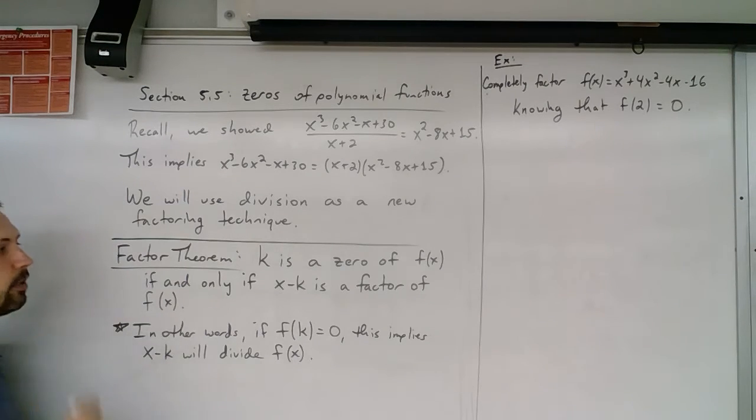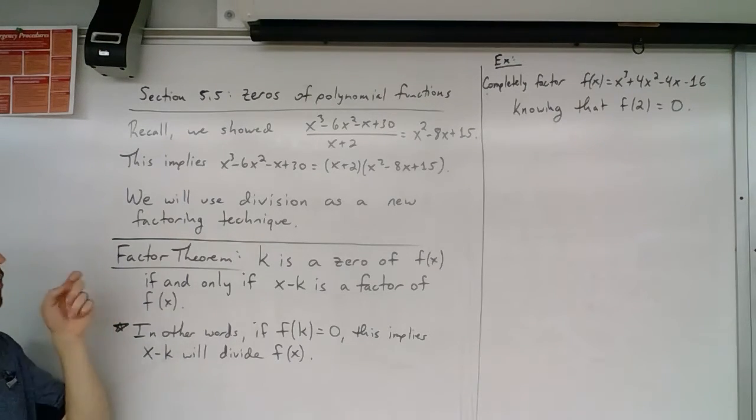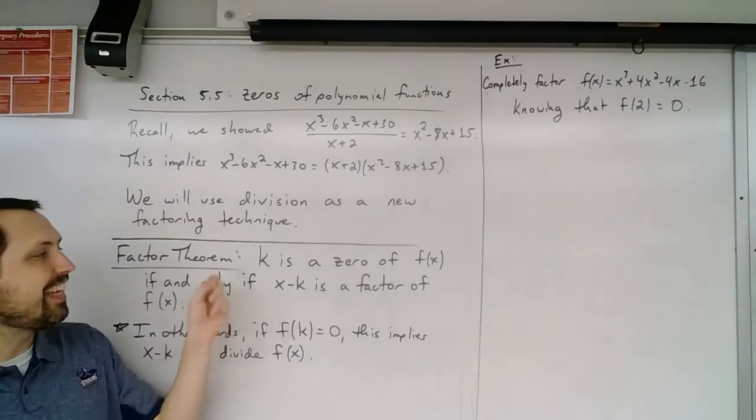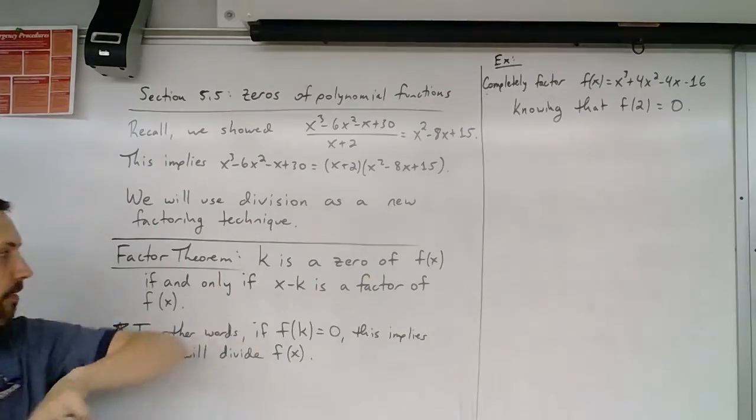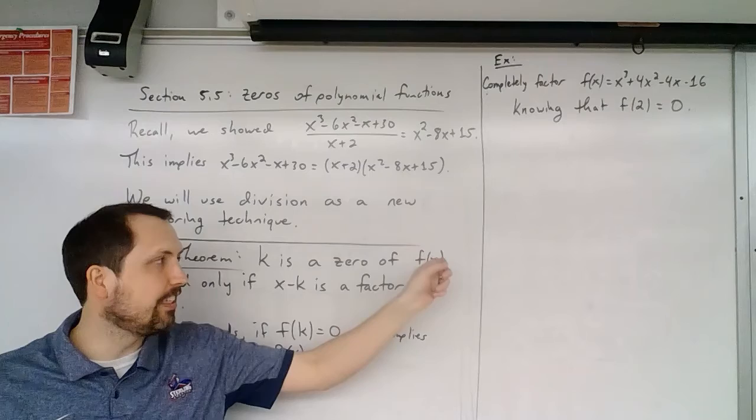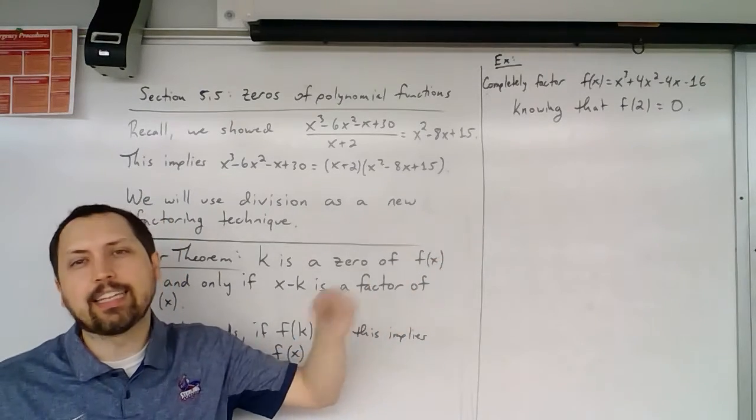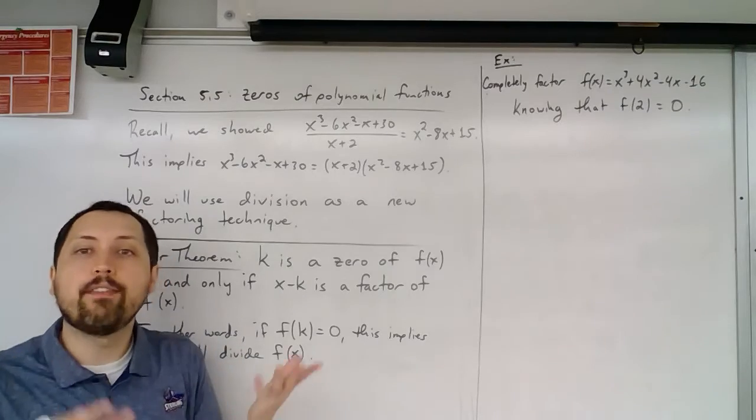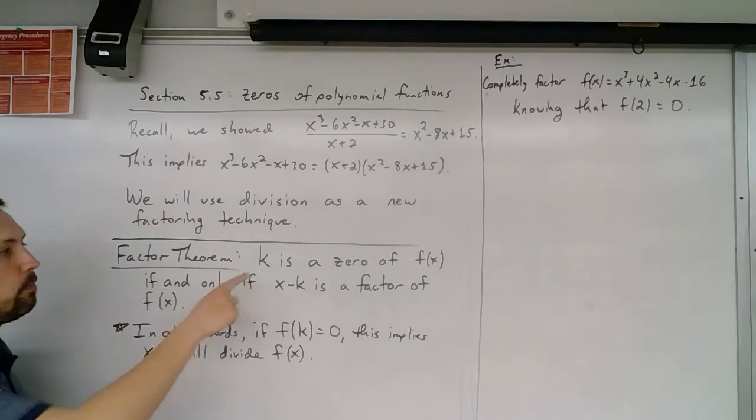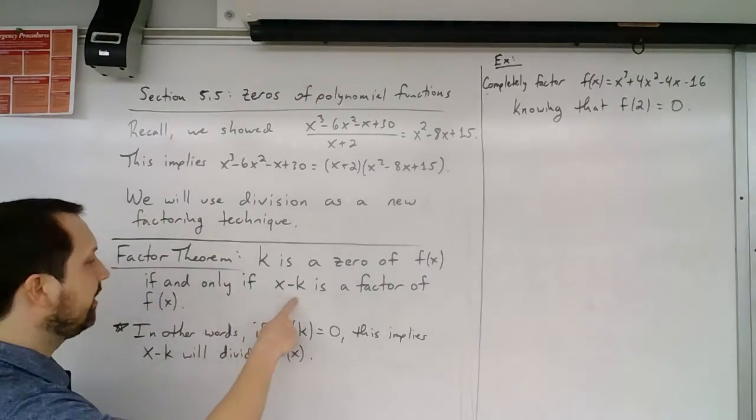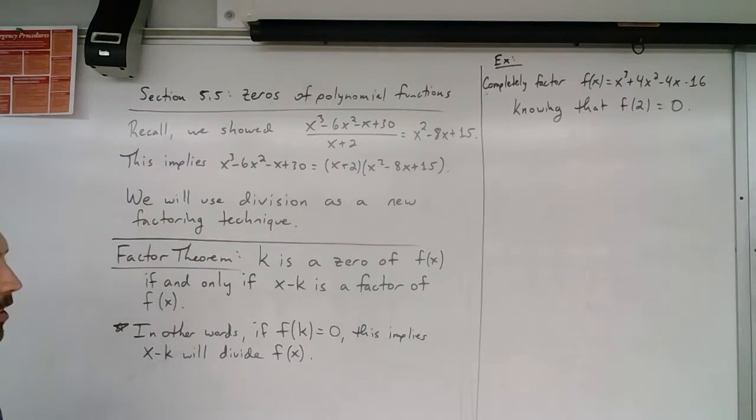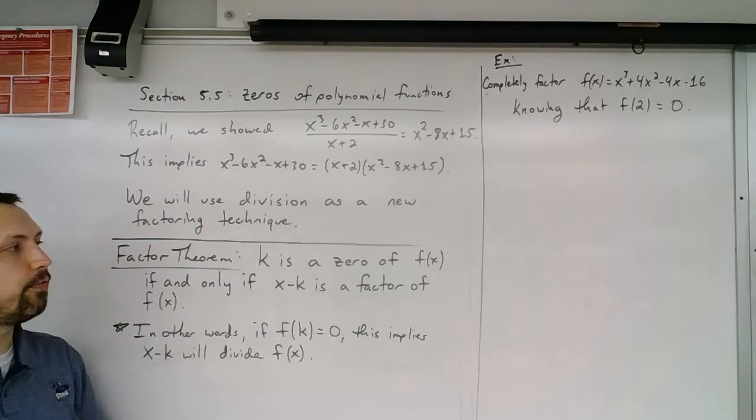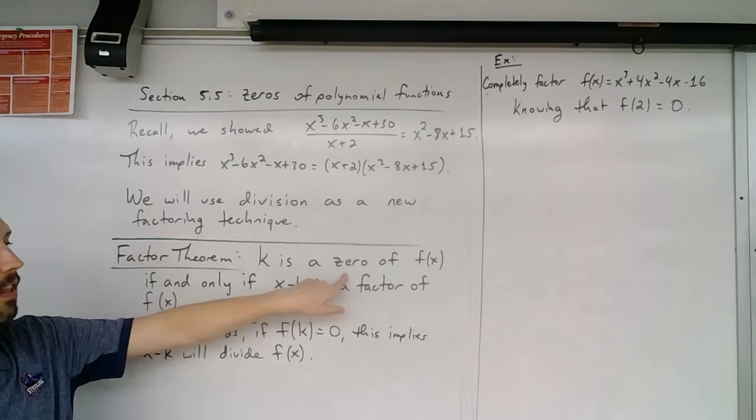This theorem is called the Factor Theorem. The Factor Theorem states that if k is a 0 of f of x, remember, that is basically like an x-intercept, where our function equals 0, or the y value equals 0, this is true if and only if x minus k is a factor of f of x. That means that if we know a 0, then we know a factor.